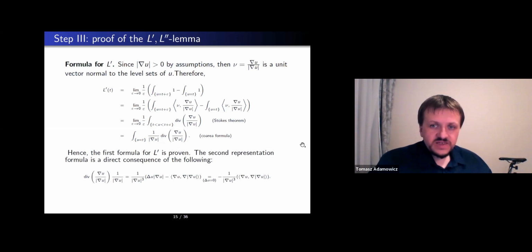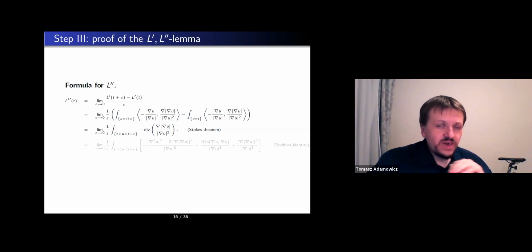In order to get the second representation formula, we first observe that the following identity holds for all C^2 functions. And then since in our case the Laplacian is 0, this term vanishes and we obtain exactly what appears under the integral in the second representation formula.